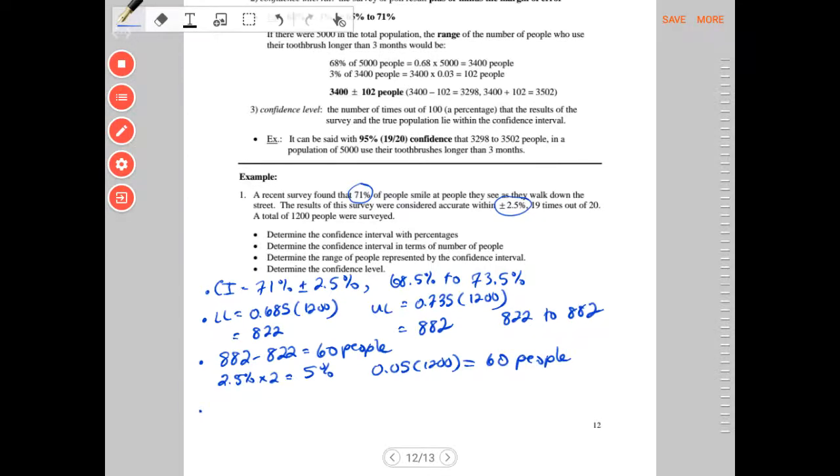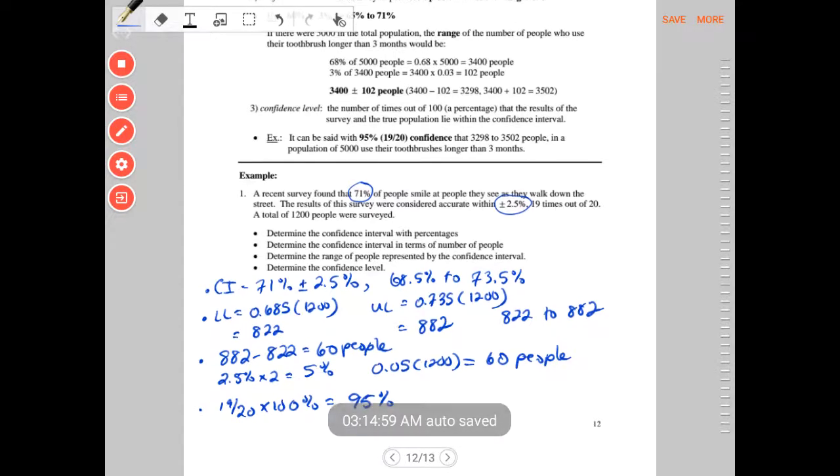Last bullet, determine the confidence level. So again, 19 times out of 20, and you want to multiply that by 100 to make it into a percent. So that works out to be 95%. So we can be 95% confident that between 68.5 and 73.5% of the people will smile at others as they walk down the sidewalk.